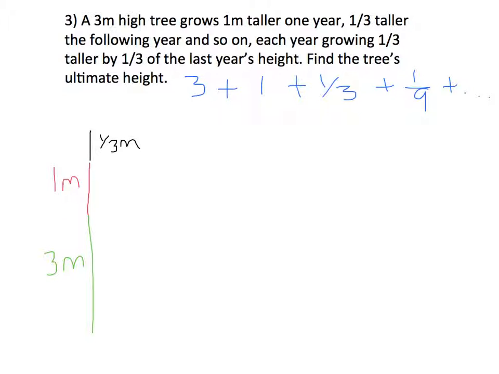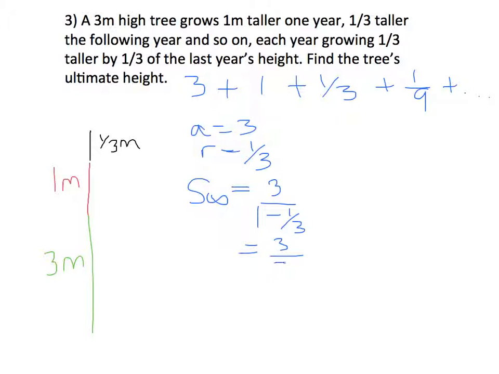We can do this two ways. We can either say the first term is 3 and the common ratio is 1/3, or 1/3 divided by 1. Either way it's a third. And so the ultimate height will be the sum of all of these, which is a on 1 minus r, which is 3 divided by 2/3, which is 9 on 2, which is 4.5 metres. So that's one way of doing it.